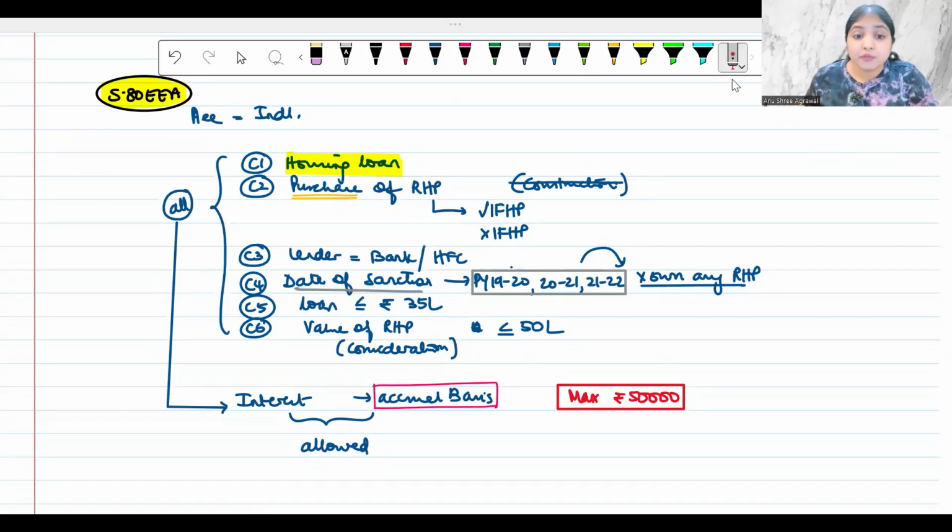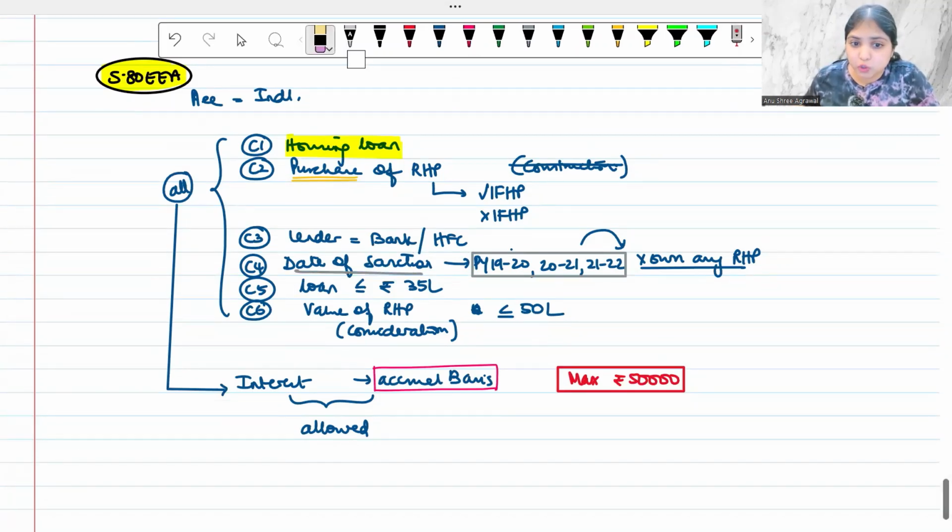Then here, there is no limit on the amount of the loan. The amount of the loan can be anything. There is no limit at all. Like in 80EE, we had a 35 lakhs limit, right? In 80EA, we have no limit. The loan can be of any amount, but however, there is a limit on the value of the residential house property. But here we're not talking about the consideration. It doesn't matter how much consideration we are paying.